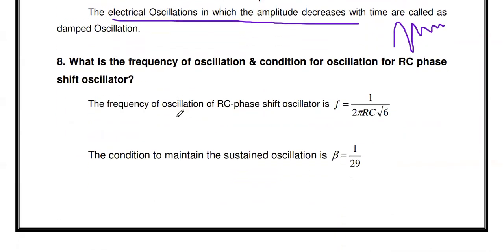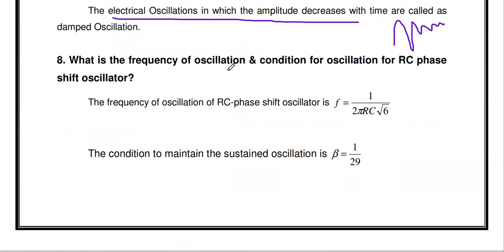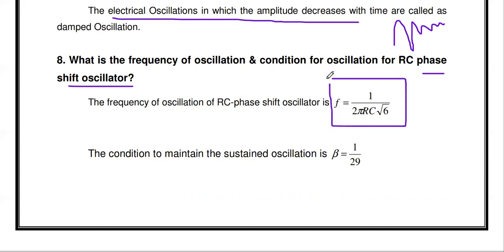Then the next question: what is the frequency of oscillation and condition for oscillation for RC phase shift oscillator? The frequency of oscillation is the frequency generated by the RC phase shift oscillator. The formula is 1 by 2 pi RC root 6, where R is the resistor and C is the capacitor used in the feedback network. The condition to maintain sustained oscillation for the RC phase shift oscillator is beta equal to 1 by 29, where beta is the feedback ratio.